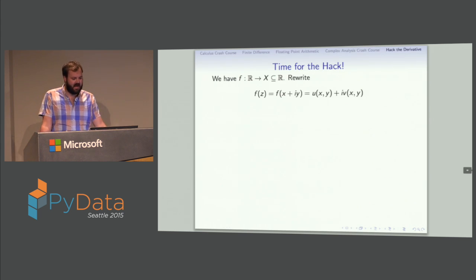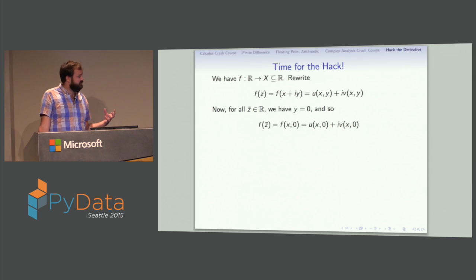So it's time to do the hack. We have a function from R to R, and we're going to rewrite it. Because we are taking this function from R to R, we can consider z bar to be some element that's just in R. Since it's in R, if we write it as x plus iy, the y part is going to be 0, because if it's real, y has to be 0. So we can now rewrite f of z bar as f of x, 0.